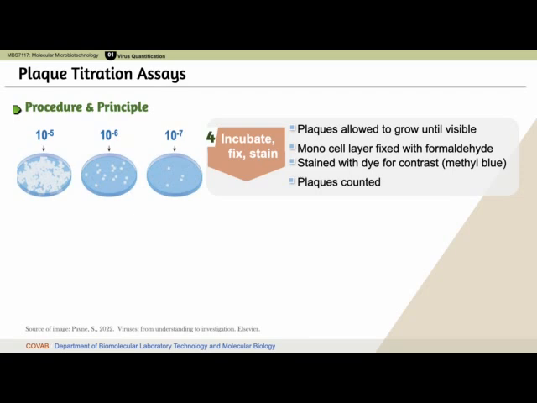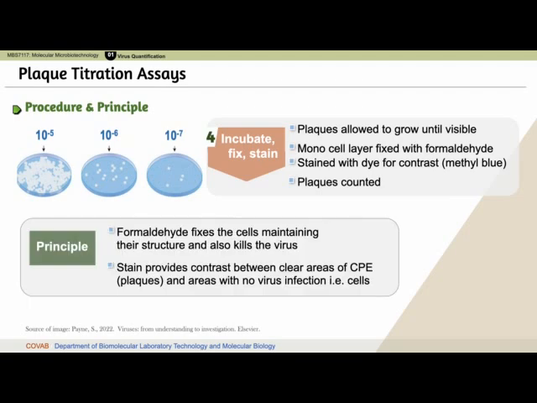So when our plaques are visible, we are going to now fix this monolayer with formaldehyde, and then we are going to stain it with a dye for contrast. Methyl blue is preferred, or we can use crystal violet, and then we count the plaques. Let's look at the principle underlying this.